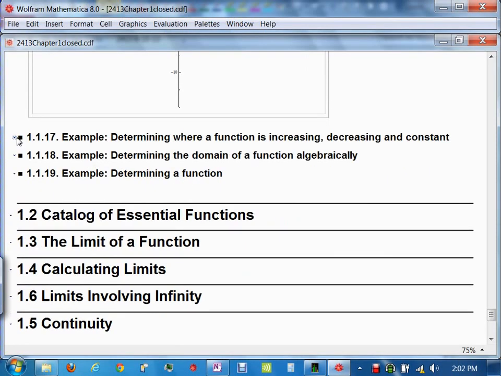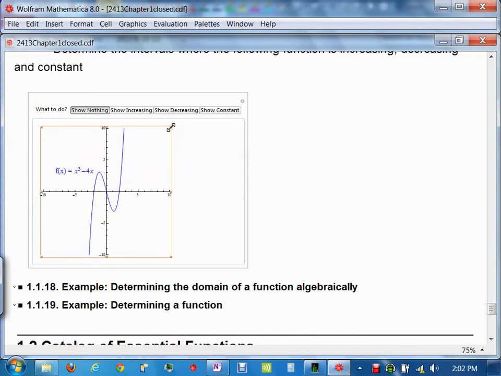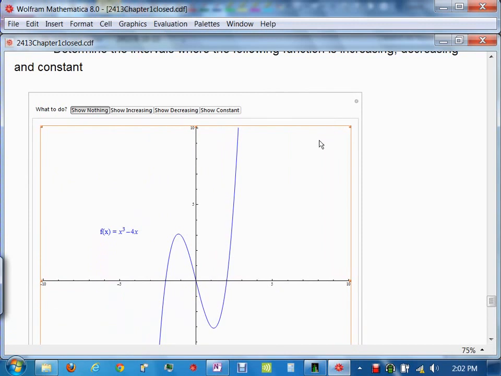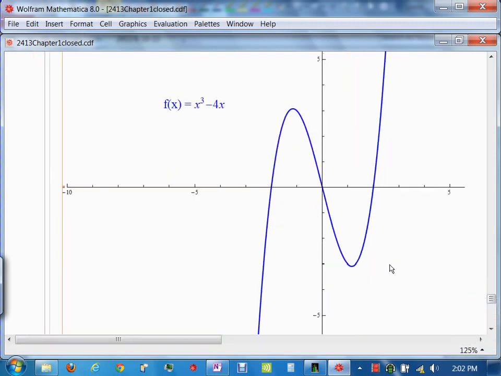Determining where a function is increasing, decreasing, and constant. So let's go back to this. I'm going to put this example up here. See if we can get this numerically. Now let's make sure we can see these marks. If I try and blow this up, let's see. Oh yeah, that's a little better.